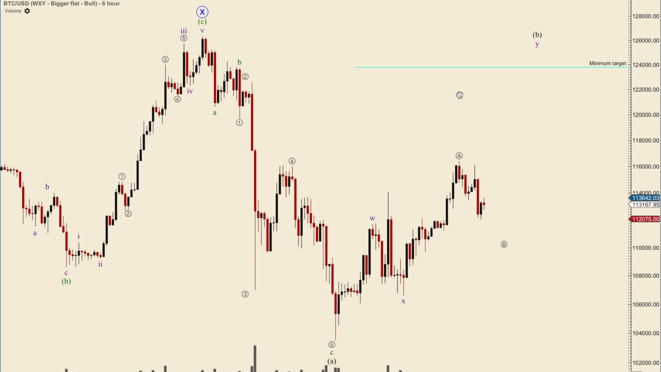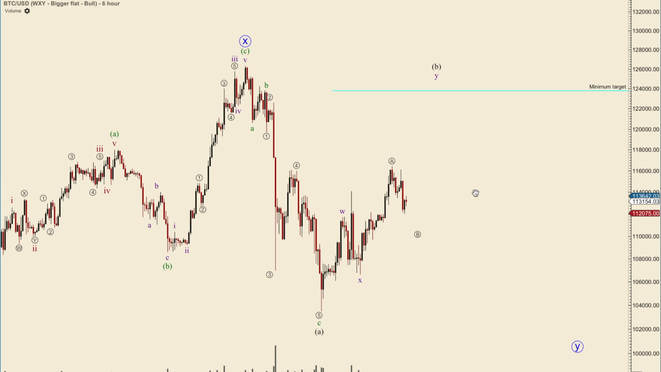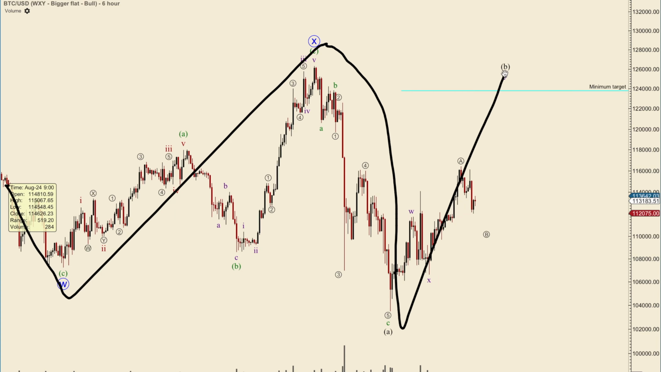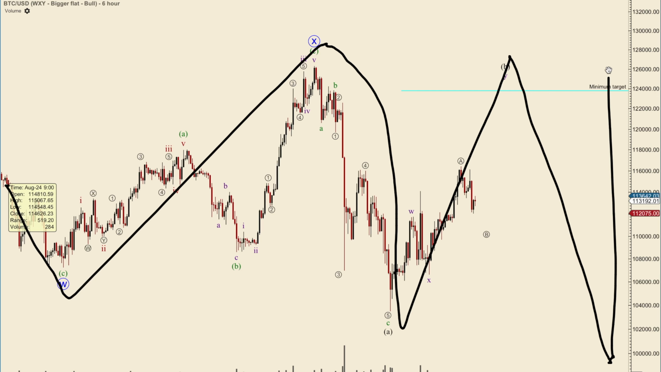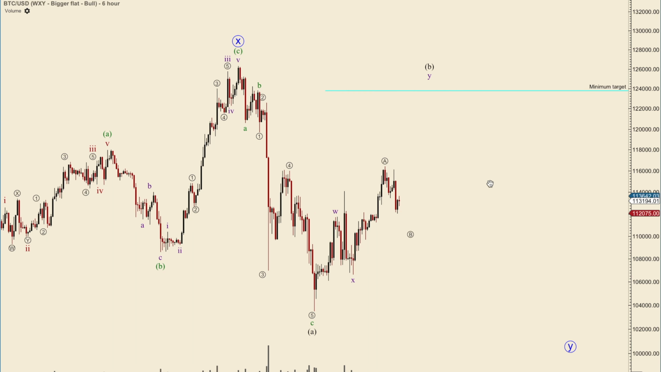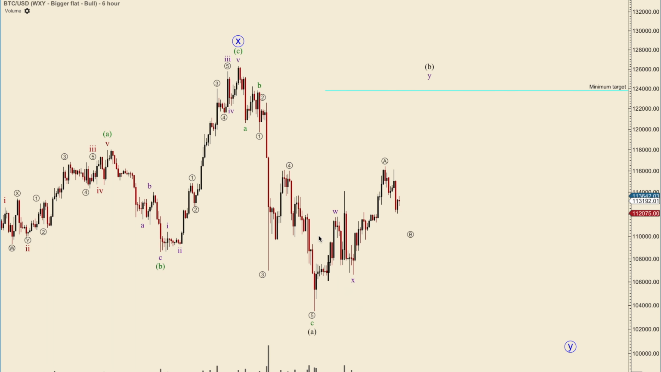Then we move on to a bigger flat. Here we are looking at this structure, the 6-hour chart, as a W, X, and now a finishing A, B, and then a wave C to finish wave Y. After that, we move up. So this will take a little bit longer since we need to move with an A, B, and then a C to finish wave Y.